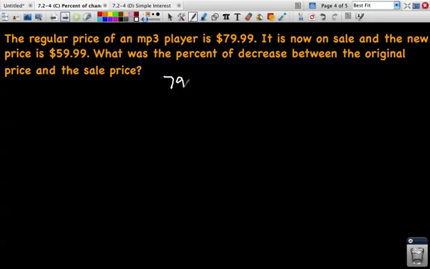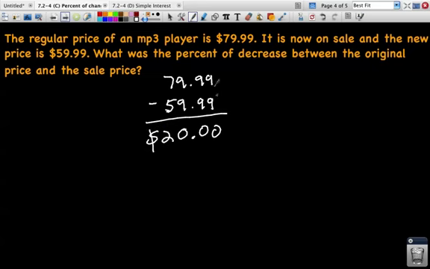So I had the amount of change. We started from $79.99 and we went to $59.99. So let's subtract the smaller number from the bigger number, and we're going to get $20 was the amount of change. Okay, so that was a $20 decrease. So now I'm going to take my original amount, put that in my denominator. So I have my amount of change, 20, over $79.99. Now I would want to convert this into a decimal.